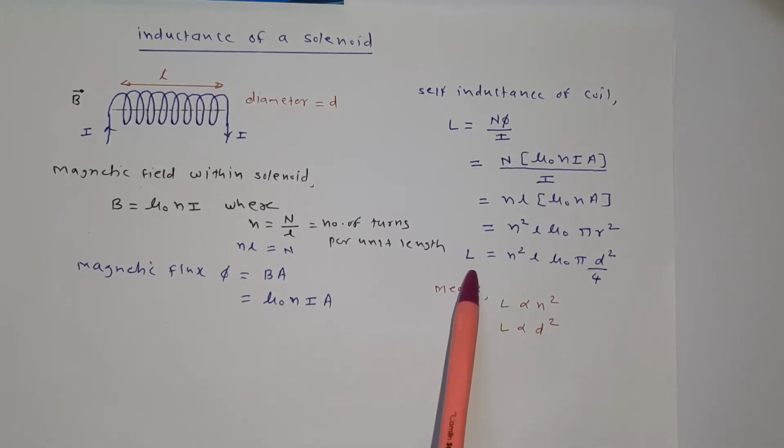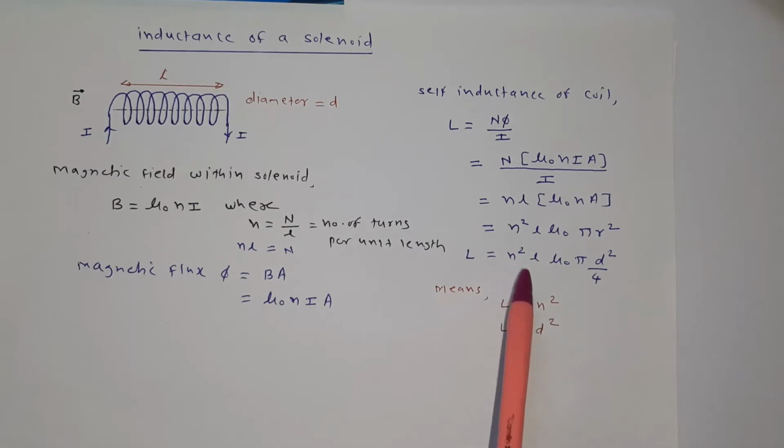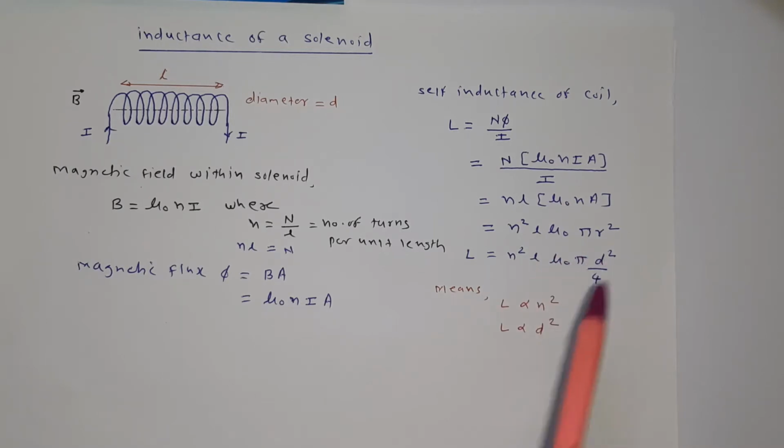That means self-inductance is directly proportional to n square, and we can say L is directly proportional to D square when the remaining quantities are constant.